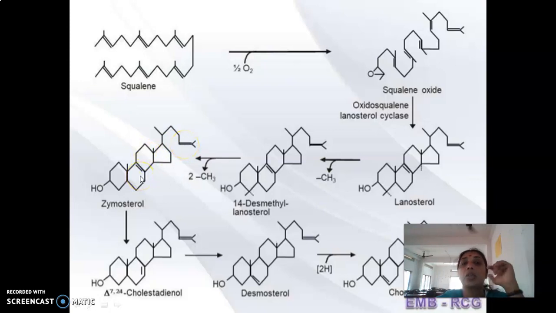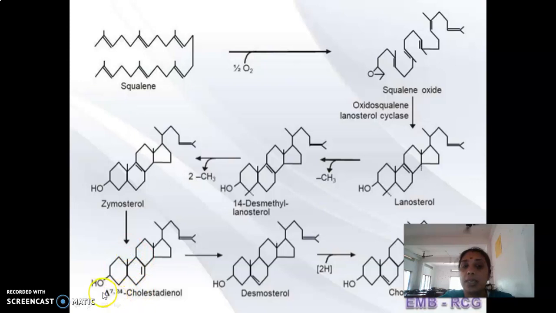So the next reaction that happens is the shifting of the double bond from this position to this position. Okay, so that we are going to do. Zymosterol undergoes shifting of the double bond from this position to this position. So this was in between the 8th and the 9th carbon atom. So it is getting shifted to C8 and C7, right?